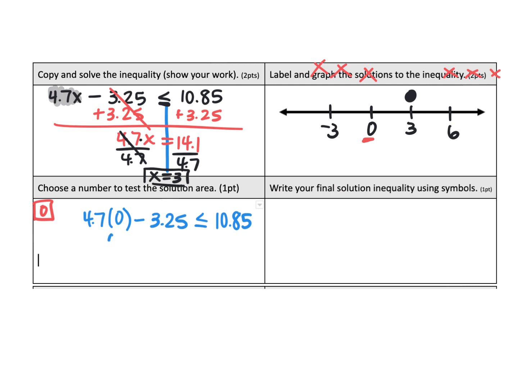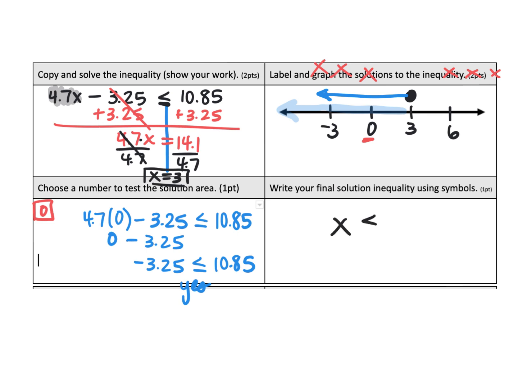All right, 4.7 times 0 is 0. Take away 3.25 is negative 3.25. Is that less than or equal to 10.85? Well, it is, so that's true. So I need to draw my arrow going towards the 0. That means all numbers smaller than 3, right? Because if I look at these numbers here, these are all numbers smaller than 3 this way. So my final solution is x is smaller than or equal to 3. So 3 works, 2 works, 1 works, 0 works, negative 1, negative 2, negative 3, all of those numbers work in this inequality.